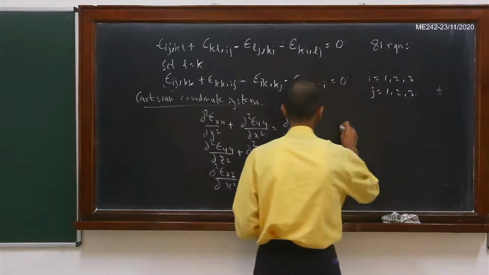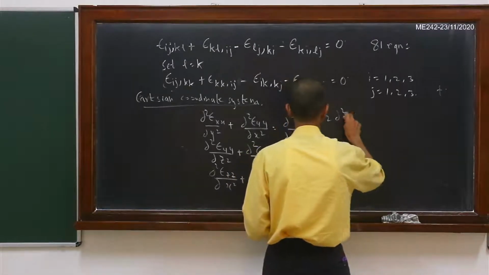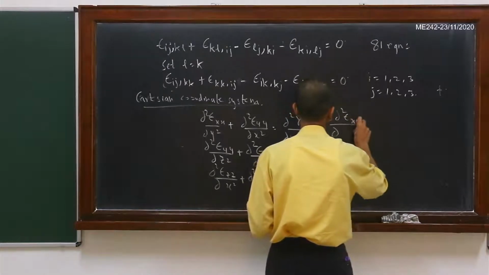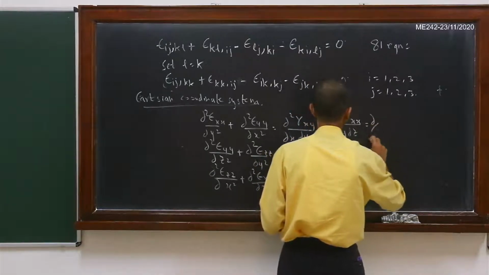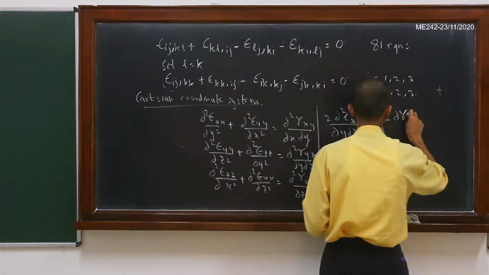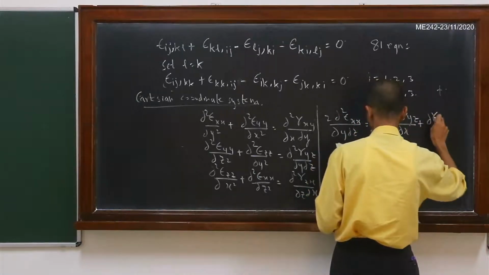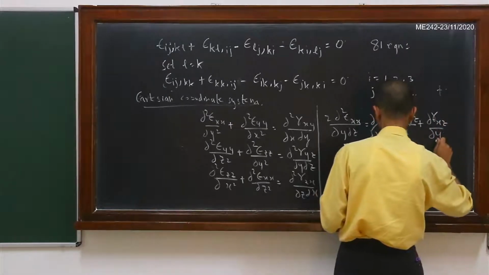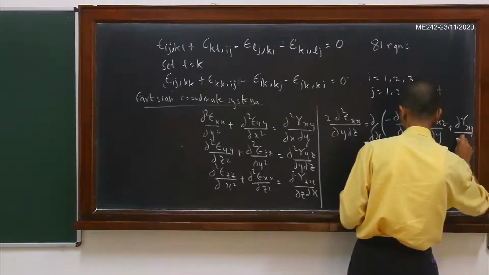So let us write those also. So 2 times del square epsilon xx by del y del z is equal to del by del x of minus del gamma yz by del x plus del gamma xz by del y plus del gamma xy by del z.